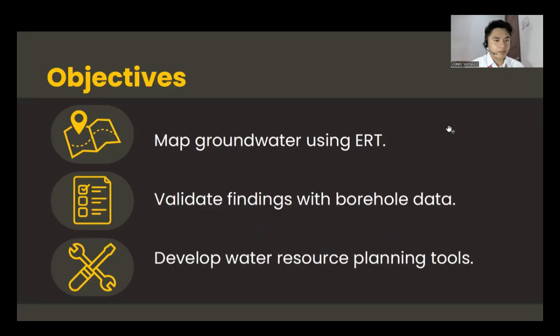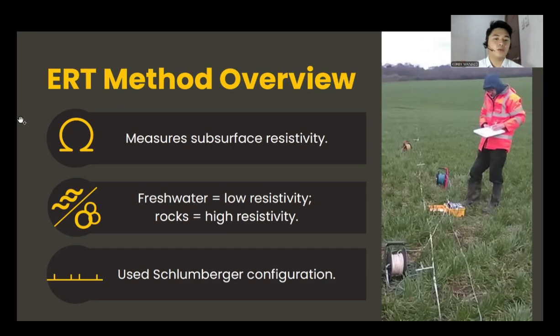As for the objectives, the main goal of this research is to map the groundwater zones using ERT, to confirm those results with actual borehole data, and to provide reliable information for future groundwater planning. Before we dig deeper into the electrical resistivity tomography method, let us first understand its overview.